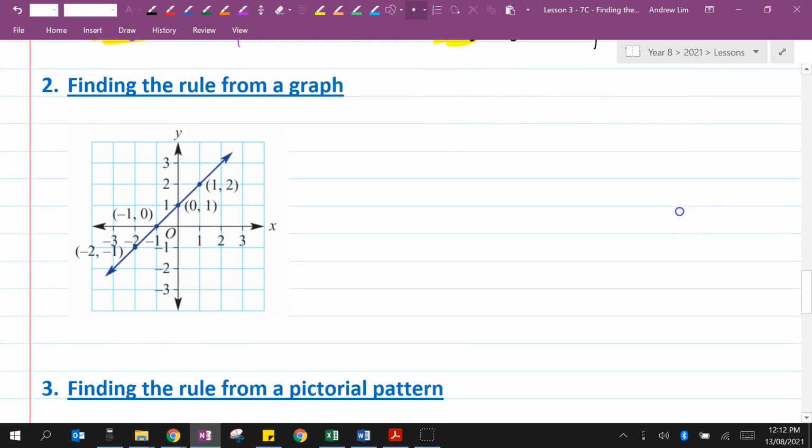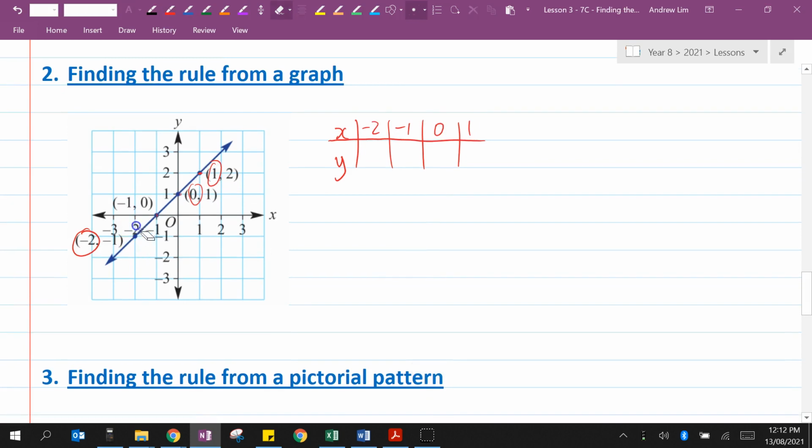Okay. What about finding the rule from a graph? So here we've got a graph. What I want you to do is create a table of values with the points given to us. Now it looks like we've got 1, 2, 3, and 4 points given to us. The first one is when x is minus 2. The next one is when x is minus 1, when x is 0, and then when x is 1. So minus 2, minus 1, 0, and 1.